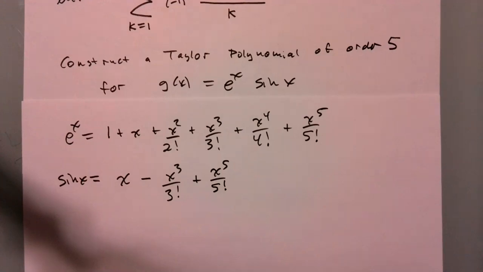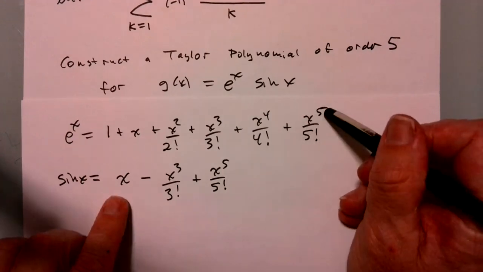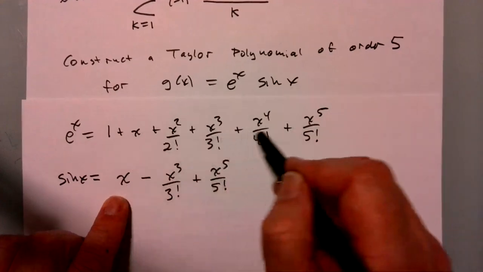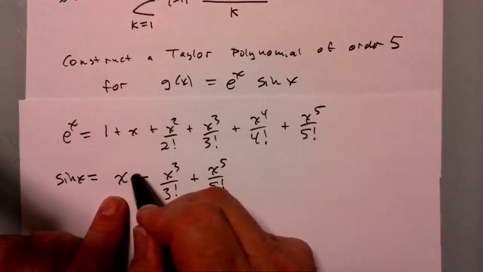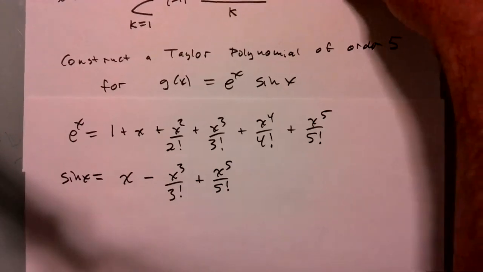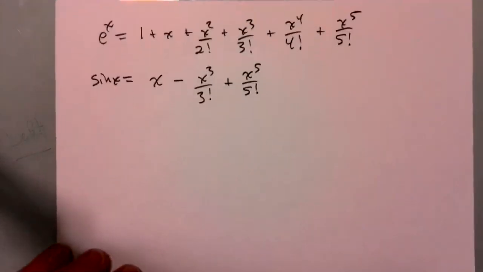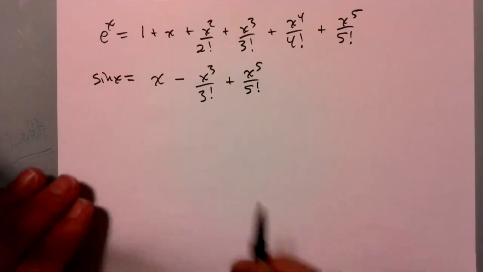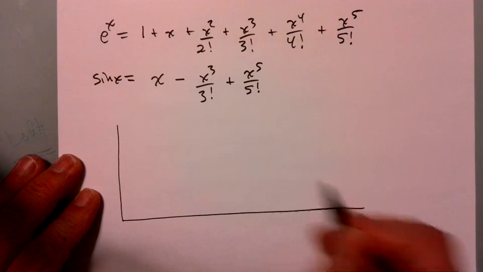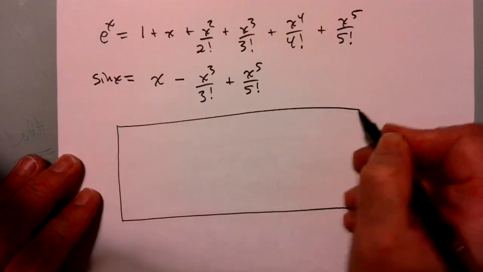Now you'll notice, if we multiply this piece, x to the 5th times x to the 1st, that gives me x to the 6th. That's more than I need. So I only need to use the terms up to x to the 4th to get up to x to the 5th. So how do I multiply these together? What tool am I going to use to multiply these together? I'm going to go ahead and use a multiplication box. And I hope you're able to follow this.